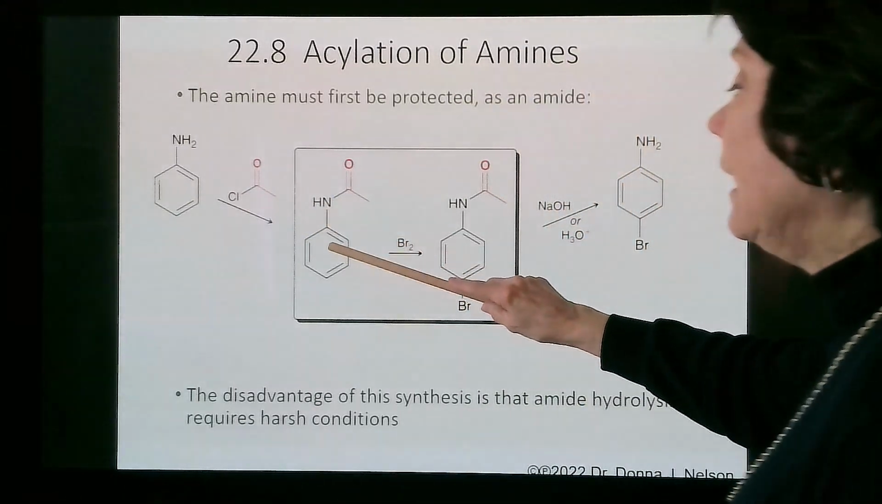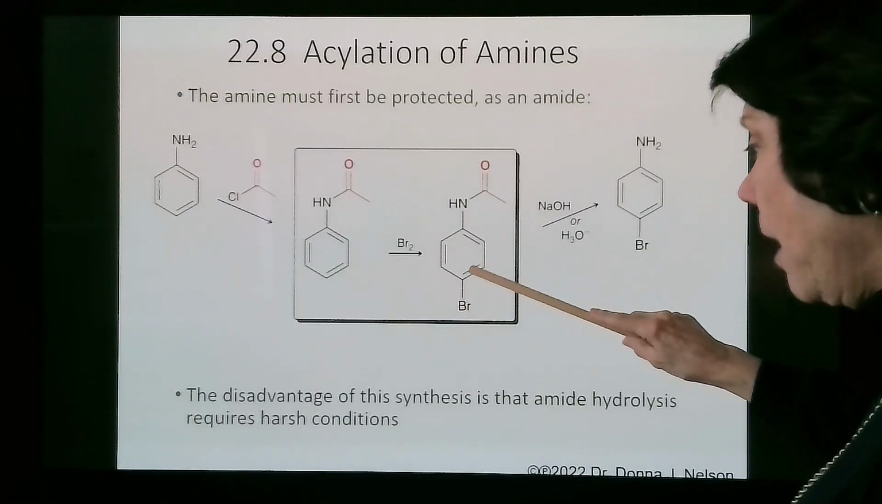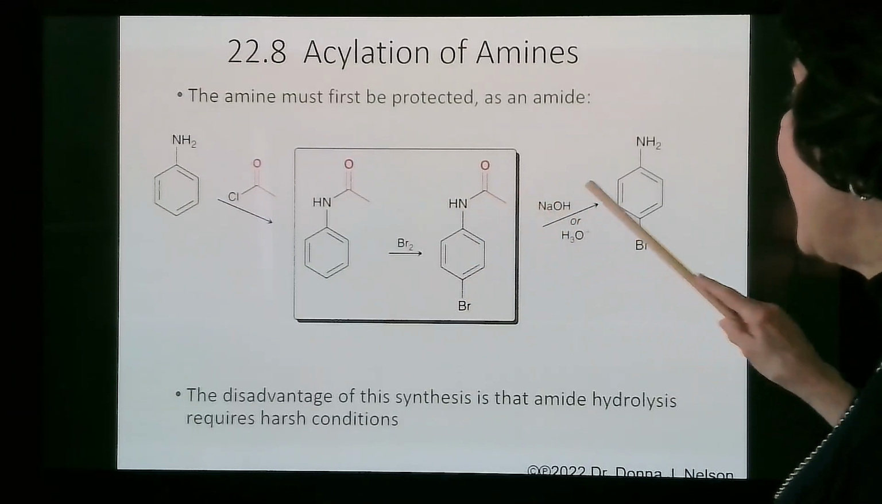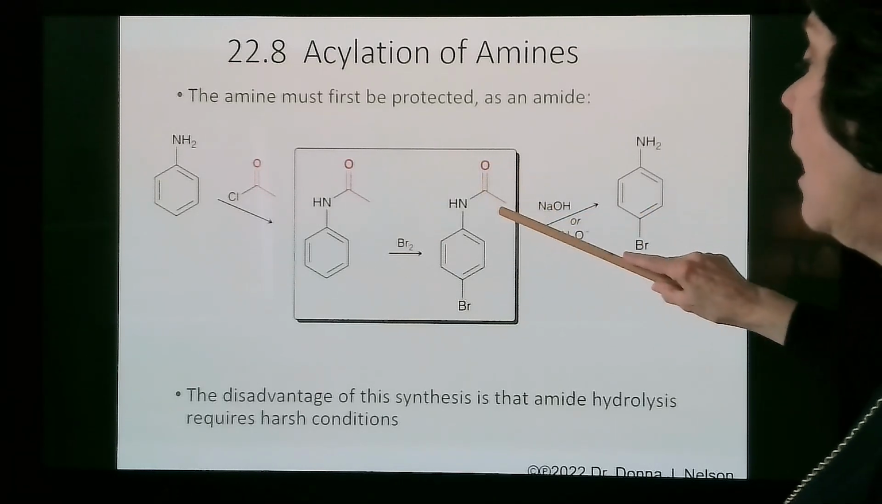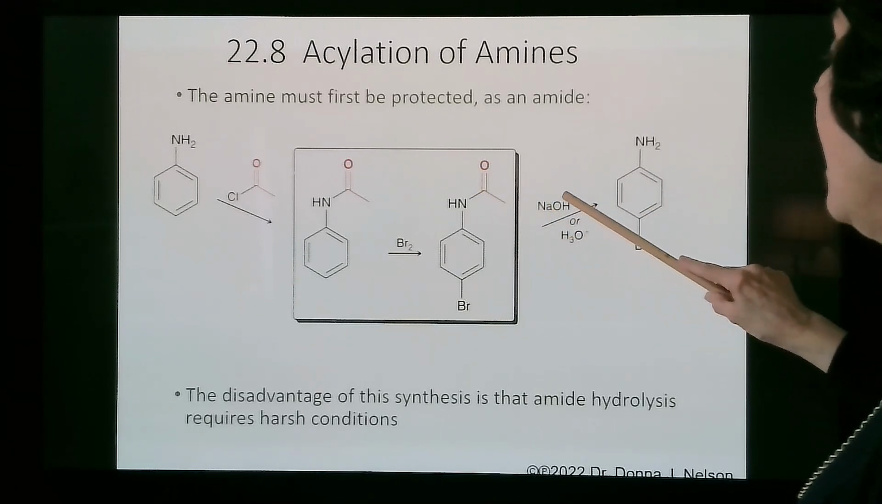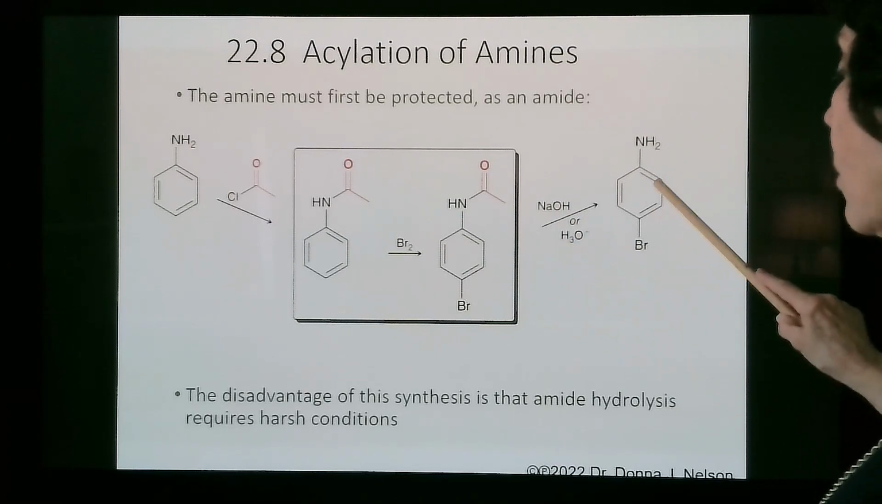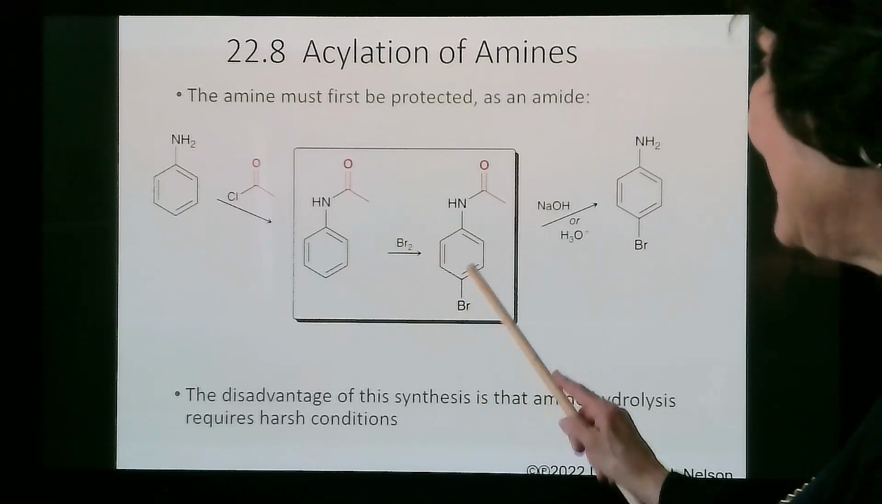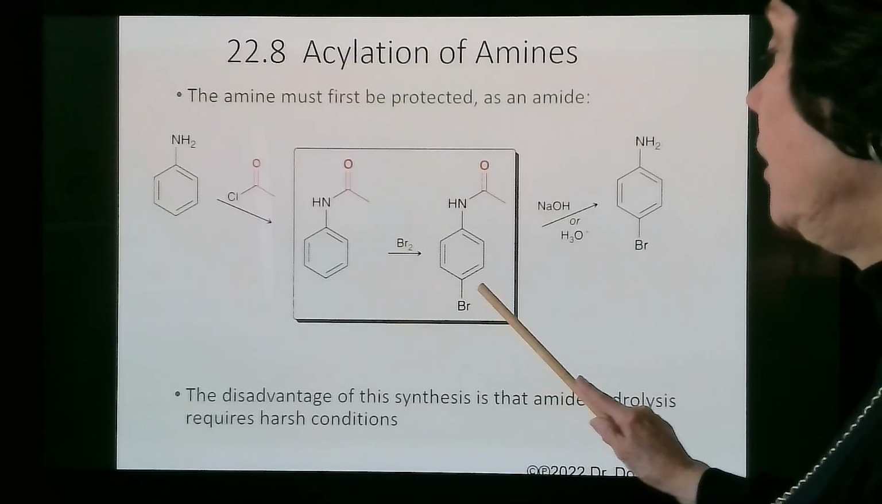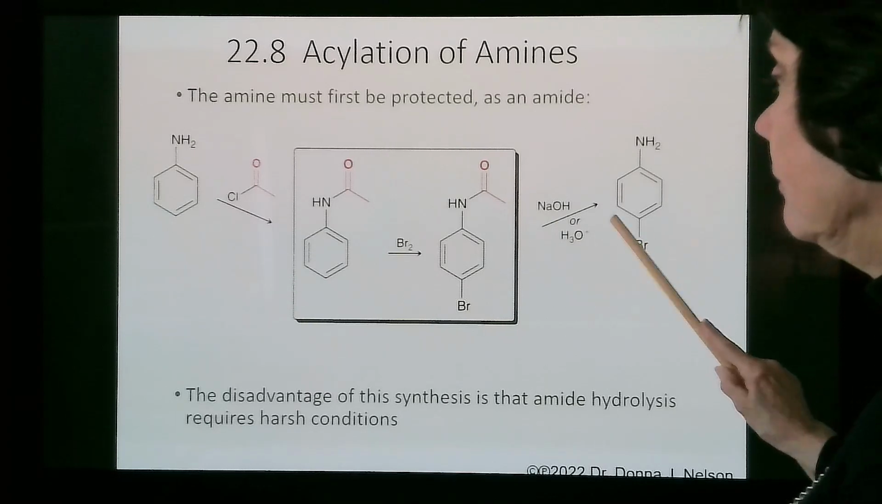And so it's activating, you do get the monobromination, and then once that happens, you have to remove the carbonyl using either basic or acidic conditions. So this is the way to achieve monobromination.